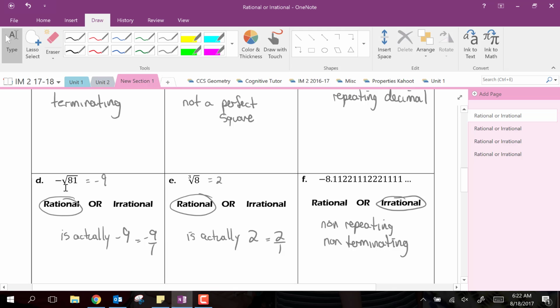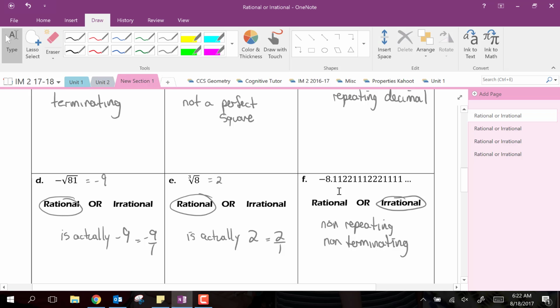Next one is rational because negative square root of 81 is really just -9. And -9 can be written as a fraction, -9/1. Same with letter E. The cube root of 8 is 2 because 2 times 2 times 2 is 8. So it's actually 2/1, which can be written as a fraction.